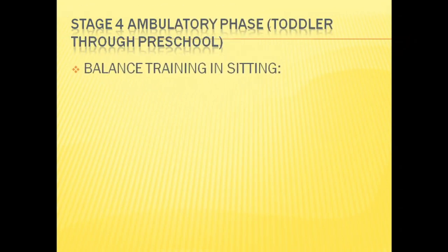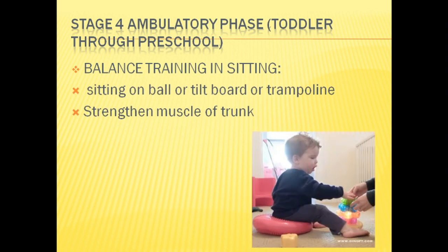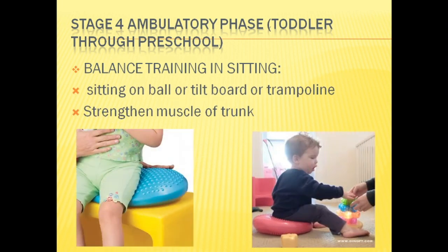Now next is balance training in sitting. Previously we taught the child to sit independently, right? Which is static on static balance. Then we taught them dynamic balance, which is dynamic on static. So the child is seated on a static surface and moves in sitting, like reach outs or other activities in sitting. Now in this stage we have to increase the difficulty.